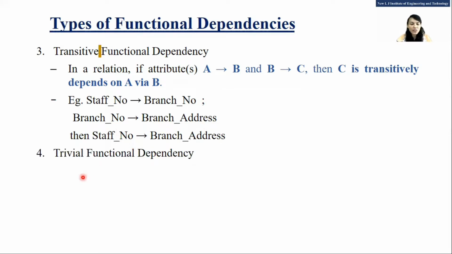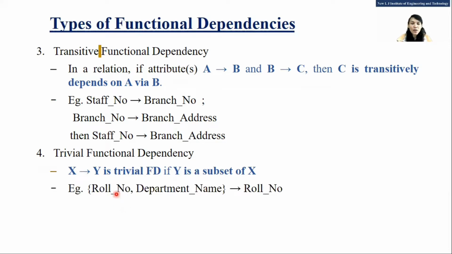Then we have trivial functional dependency. What is trivial functional dependency? Suppose I have X determines Y, where Y is a subset of X, then it is known as trivial functional dependency. In the example, suppose we have roll number, department name, which determines roll number. So obviously we can see that roll number is a subset of this particular pair of attributes. So here we can say that this dependency is the trivial functional dependency.